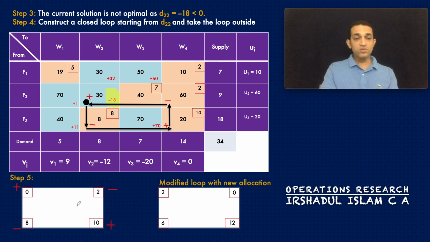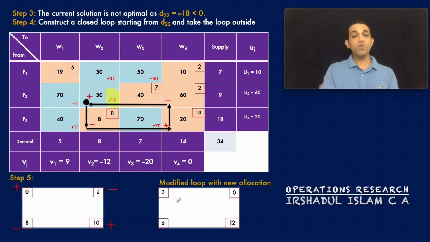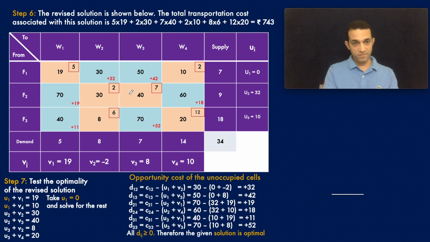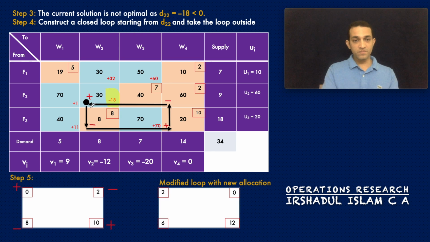The same 2 we will add in the positive corners. 0 plus 2, 2, 10 plus 2 is 12. So the transportation table is having a modified loop with a new allocation. It will be as follows. You can see this 2, 0, 12 and 6 in these 4 corners.